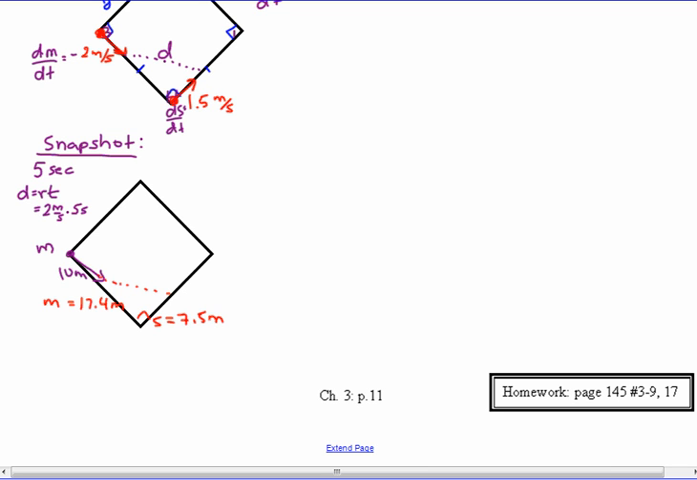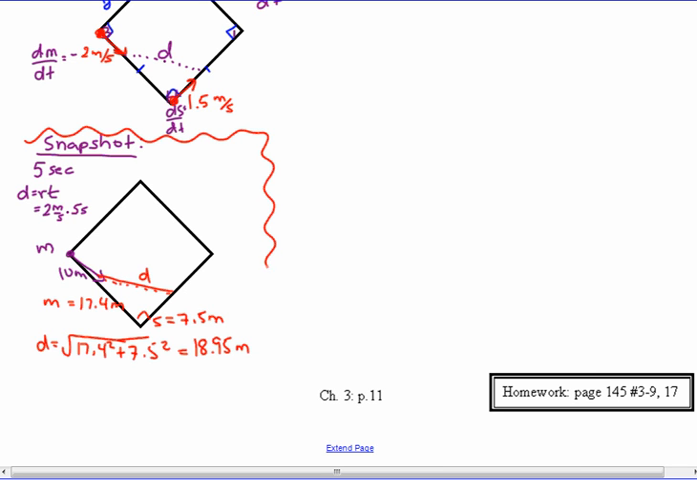Okay, the relationship. So this is our D value. How are we going to get that D value? Pythagorean Theorem. Okay, so D equals the square root of 17.4 squared plus 7.5 squared. What is this decimal? Should we just leave it as a decimal? Yeah, it's going to be ugly, isn't it? So let's go to 2 decimal places. What is it? 18.95 meters. Okay, so there's our snapshot.